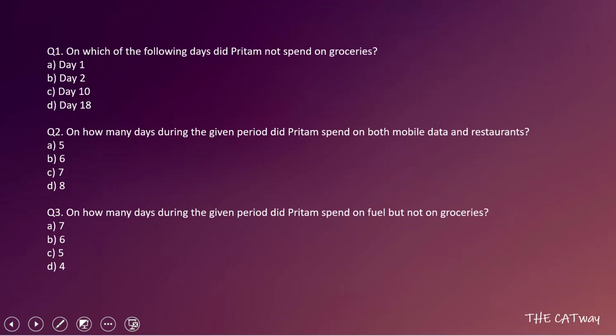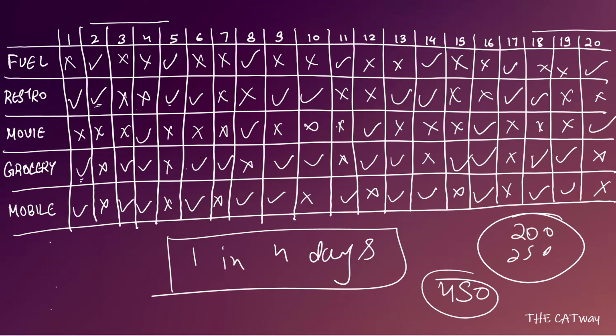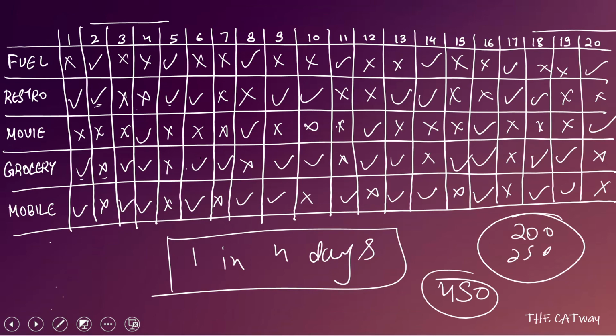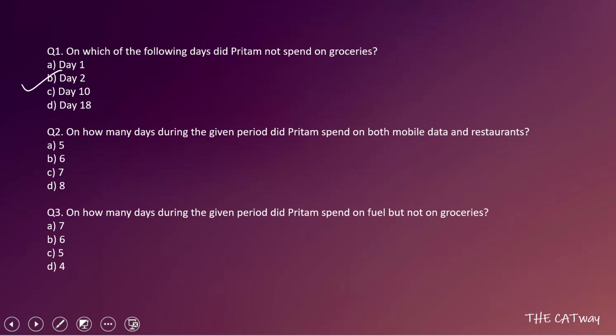So on which of the following days did Preetham not spend on groceries? 1, 2, 10 and 18. So on day 1 we can see he did spend, 2 he did not spend. So we have our answer, that is day 2. You can check for day 10 and 18 also. So day 10 you can see it is a tick mark, and day 18 also you can see it is a tick mark. Okay. So we have our answer as option number B.